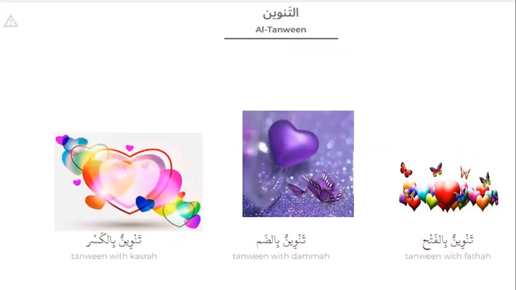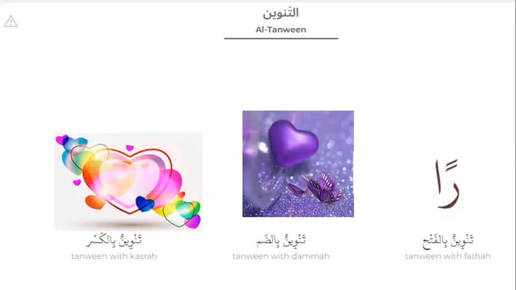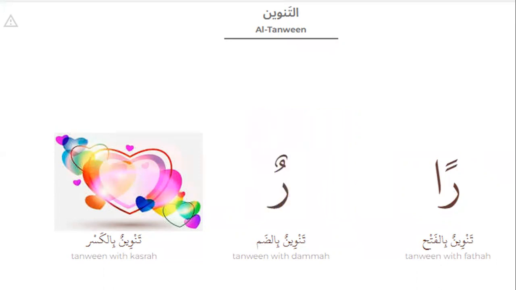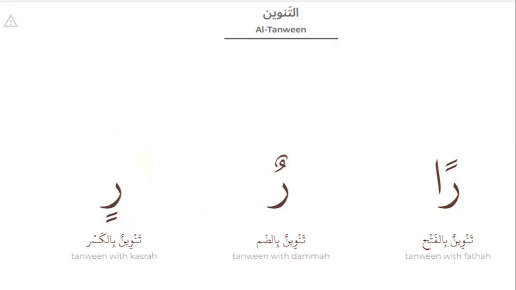Tanween. Tanween means double fatha, double dhamma, double kasra. Double fatha, the sound is an. Ra fatha ra. But ra tanween with fatha is ran. Ra tanween with dhamma, it's run. Ra tanween with kasra, it's rin. Please look at the shape of ra tanween with fatha and listen to the sound. Repeat after me. Ran, run, rin.